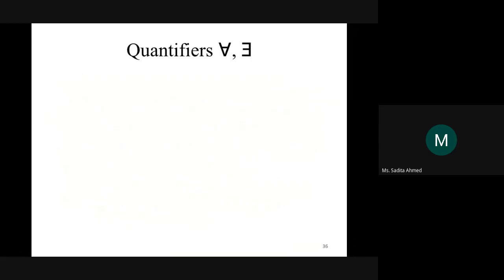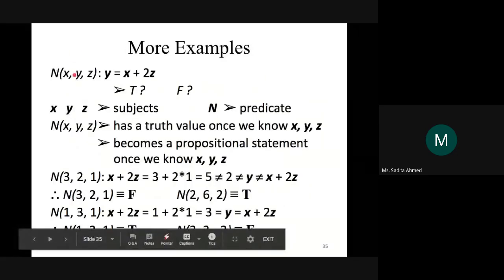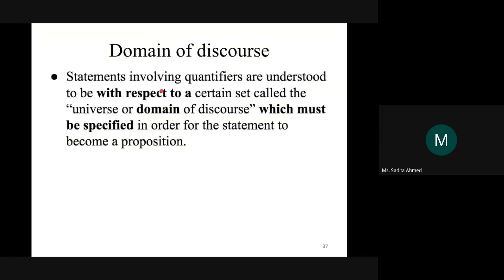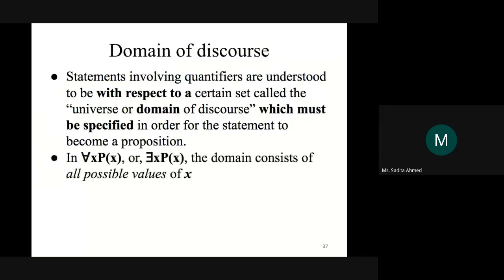Just like here, you have to specify the values of x, y, z. In the case of quantifiers, you do not have to specify the values of x, y, z as 3, 2, 1 or something like that specifically. However, to determine the truth value of the quantification, you must specify the domain. Based on the domain, you can tell whether the truth value of the quantification, universal or existential, is true or false. The domain is the possible values of x, or the allowed values of x.